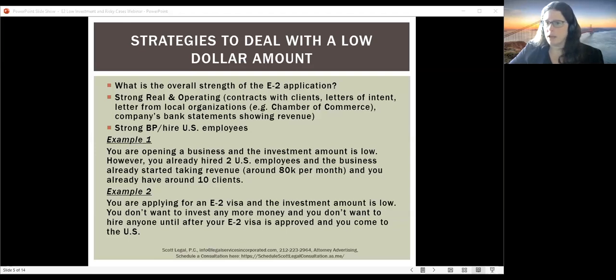If you can't get client contracts, perhaps you can get letters of intent. If you can't get signed letters of intent, perhaps you can submit emails showing interest from prospective clients. So you always want to be thinking about what documentation you can provide to show that you will successfully be able to run this business in the United States, and that no further outlays of investment are needed to get the company up and running.